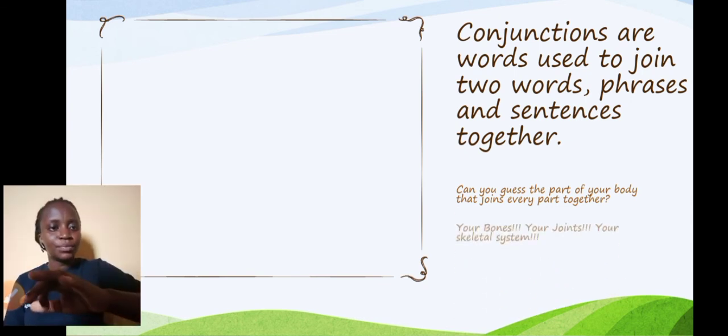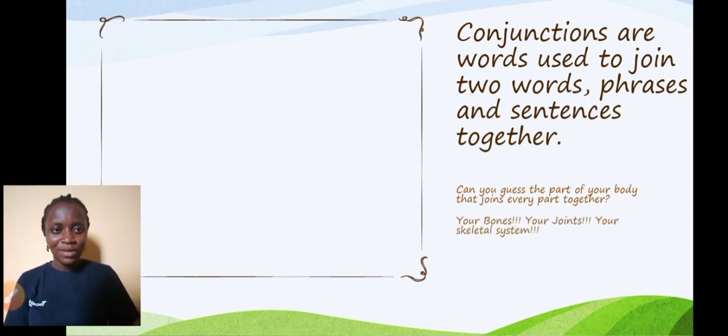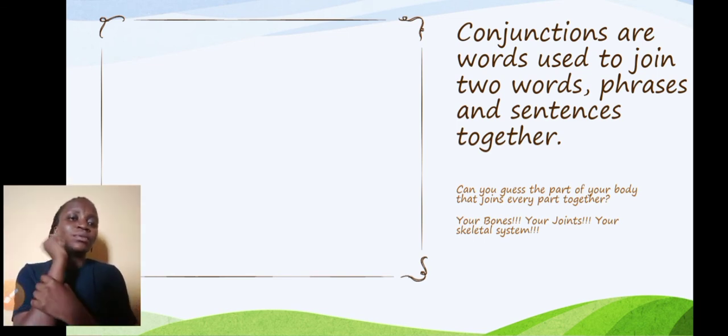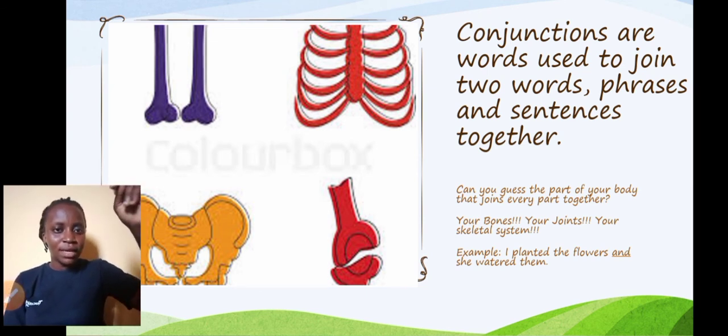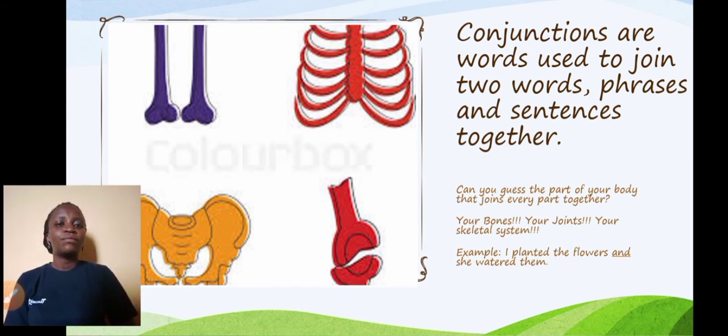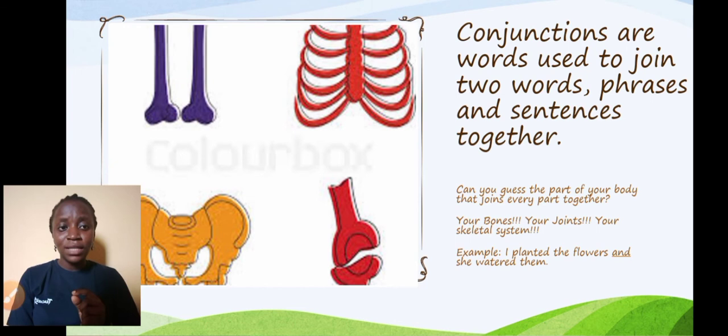Now, you can already guess the part of your body that joins every part together. Yeah, your bones, your joints, your skeletal system. As you can see, that's the rib cage, that's the hand bone, that's the pelvic bone, and that's the leg bone. For instance, I want to join two sentences together. I planted the flowers, she watered them. How do I join them together? I just put and. I planted the flowers and she watered them.